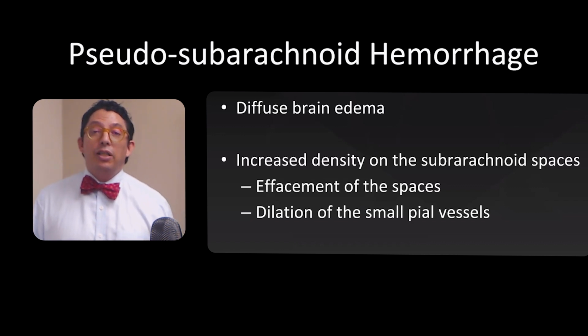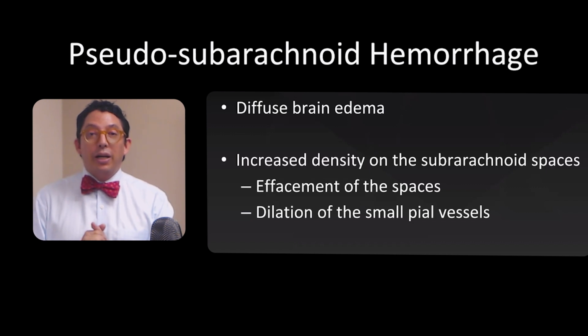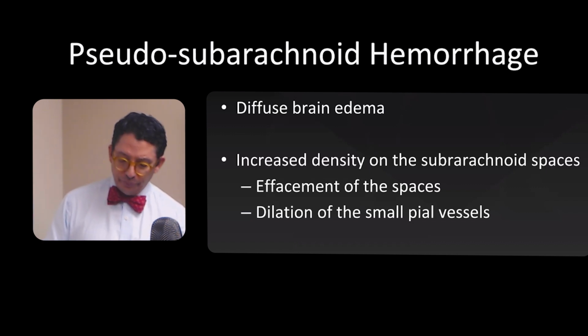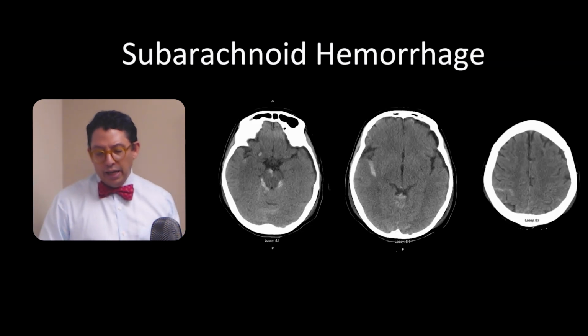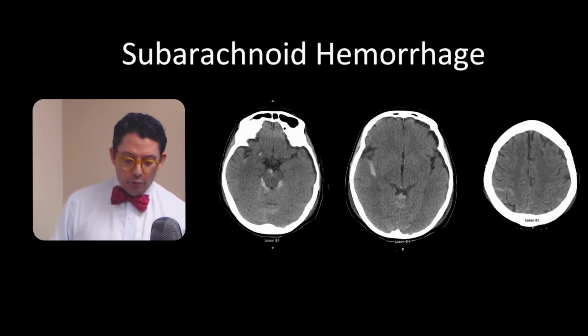Now, that was the oddball. I always start with the oddball just to tell you that everything that glitters is not gold. But let's go now to the subarachnoid hemorrhage per se. So these are subarachnoid hemorrhages. This is a patient that has subarachnoid hemorrhages in different regions of the brain.